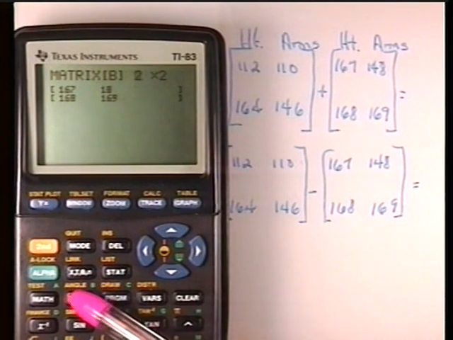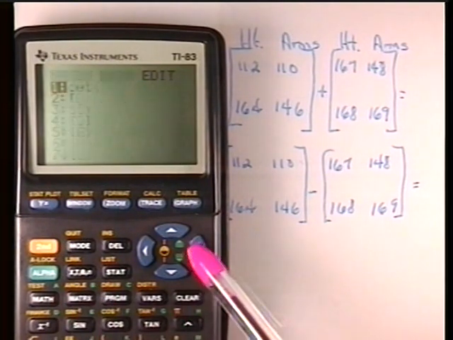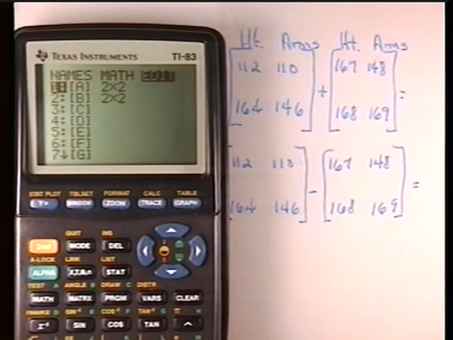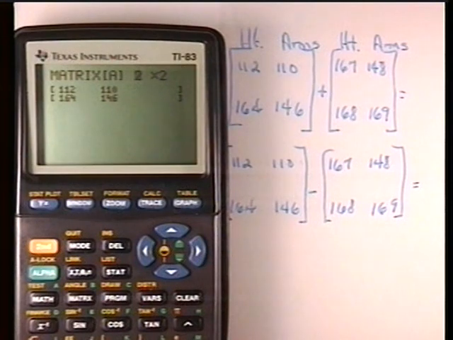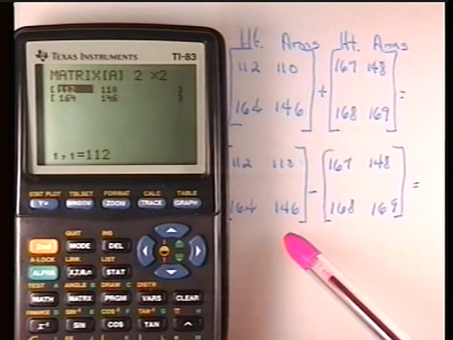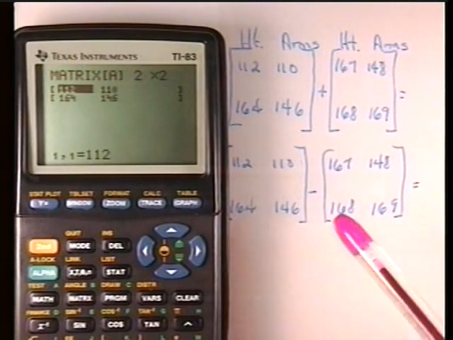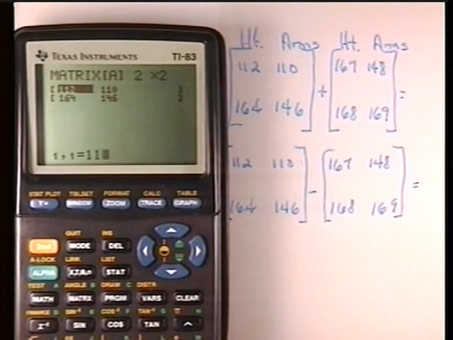In your graphing calculator, if you'll go to Matrix, arrow over to Edit, you'll see that you can determine the size of your matrix. Go into Matrix 1, and we've got a 2 by 2 already. The matrices that we're working with are 2 columns and 2 rows. The numbers 112, enter, 110, enter, 164, enter, 146, enter, will determine matrix A.